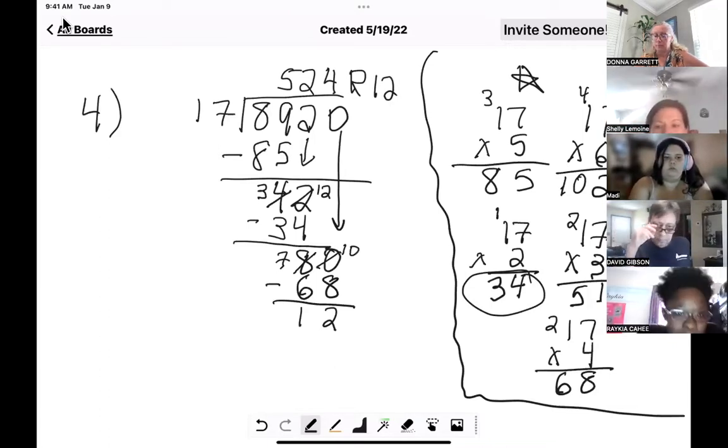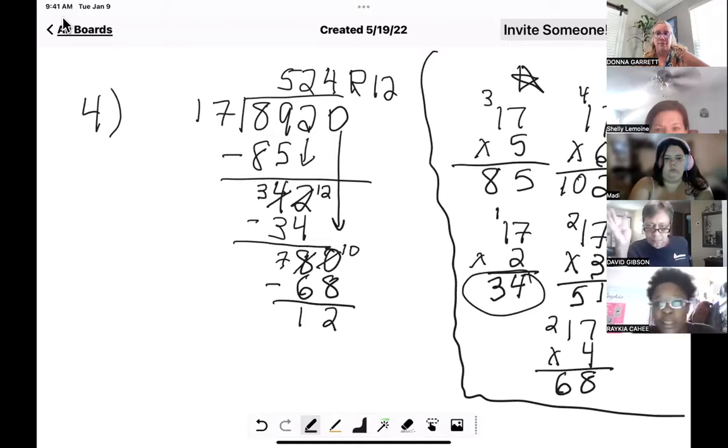Miss Garrett, that's a big remainder. I mean, back when I was in school, that's how we used to do it. Our answers would be something like that: 524 remainder 12, or like maybe 64 remainder 6, something like that.